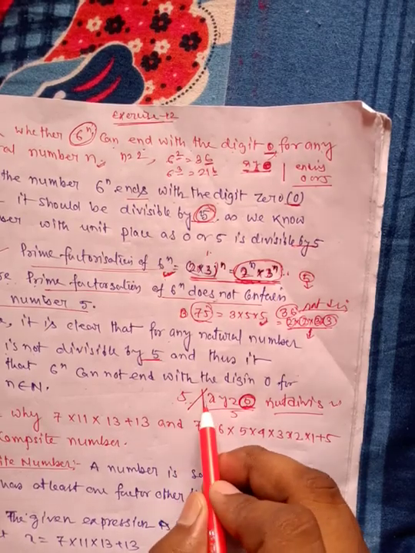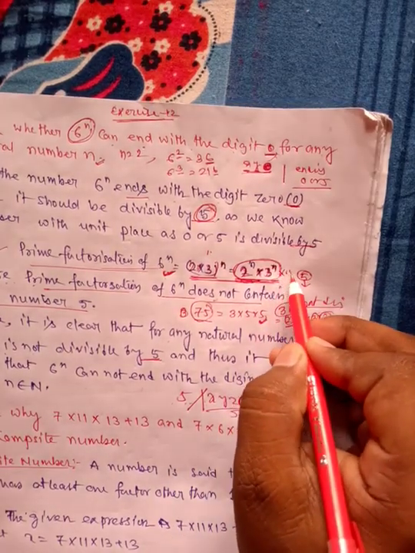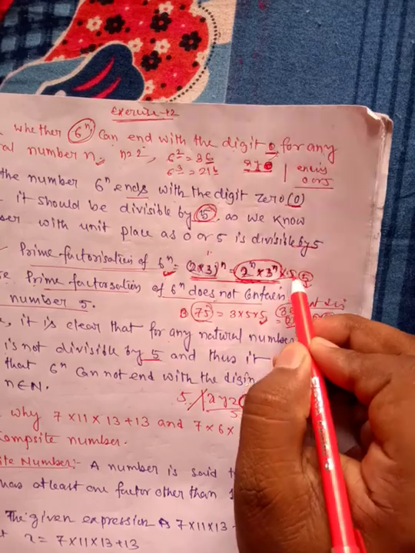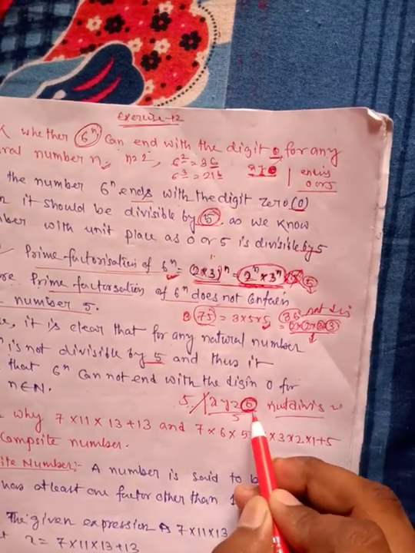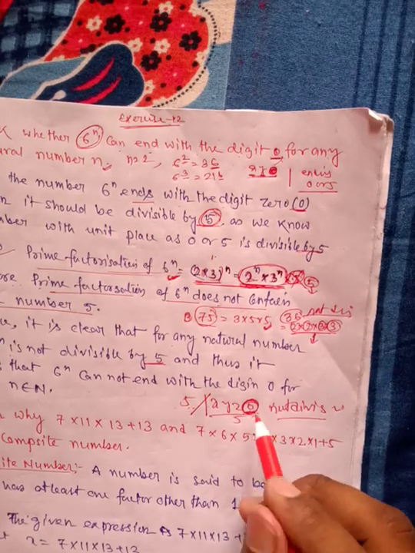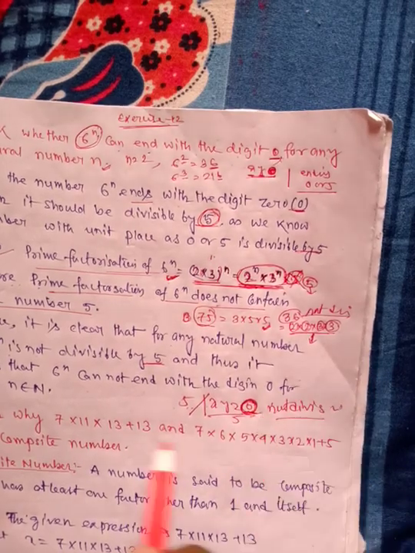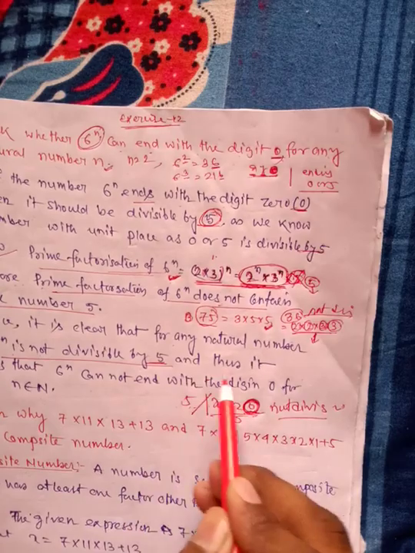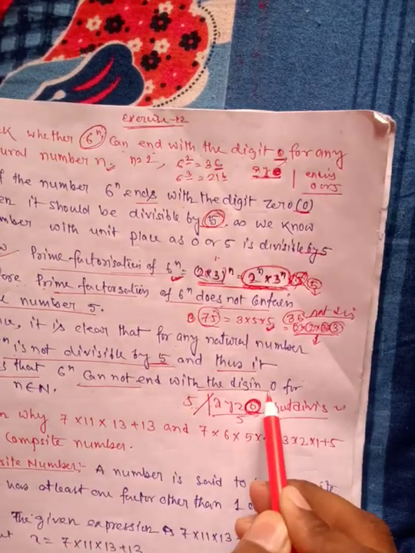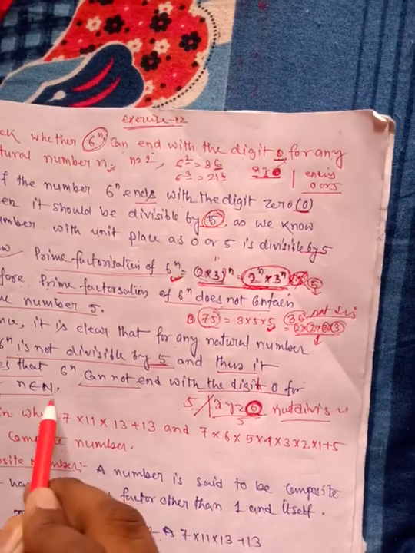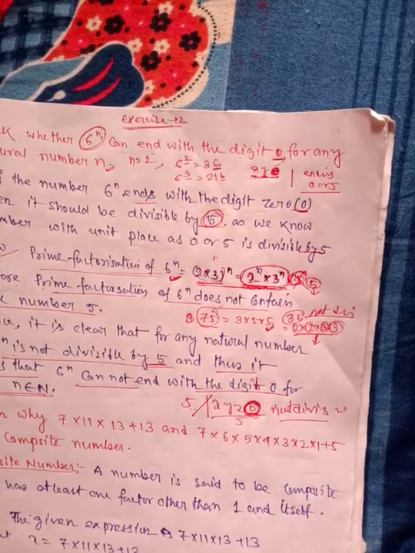Divisibility by 5 is possible when the prime factorization contains 5, but there is no prime factor 5. So it is not divisible by 5. So this number cannot end with 0. Understood? So 6 to the power n is not divisible by 5. Thus it proves that 6 to the power n cannot end with the digit 0 for any natural number n.